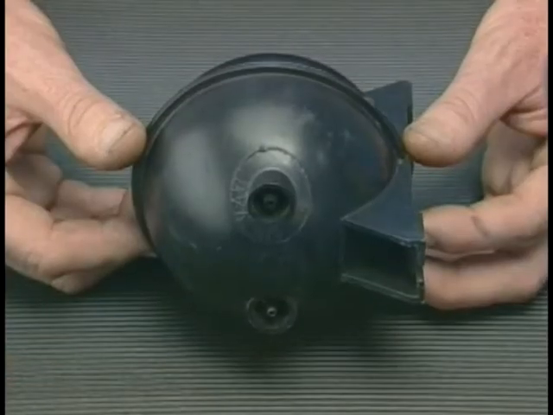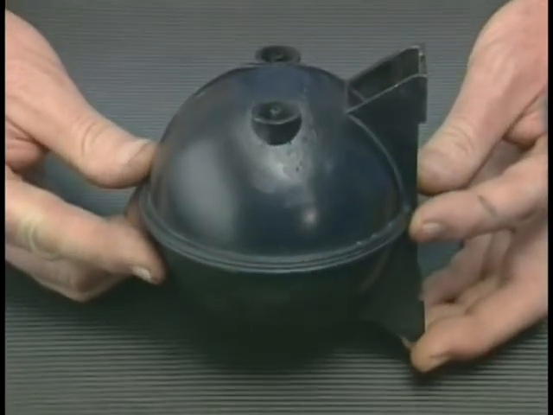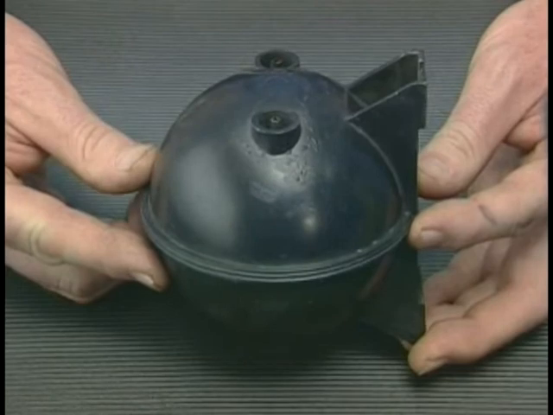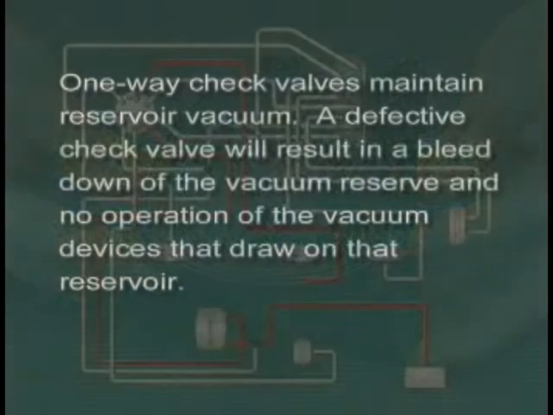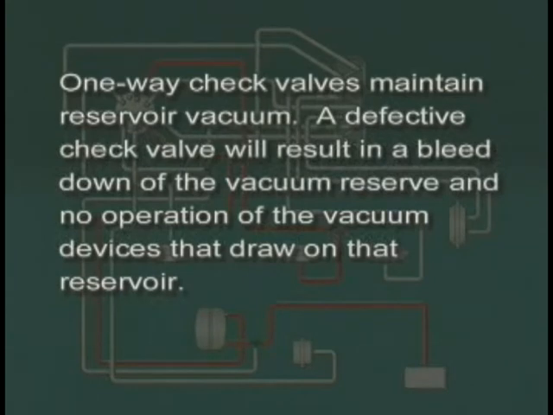Lastly, vacuum reservoirs are used to maintain a supply of vacuum for use when the vacuum is operated under conditions that will develop low vacuum. One-way check valves maintain reservoir vacuum. A defective check valve will result in a bleed down of the vacuum reserve and no operation of the vacuum devices that draw on that reservoir.